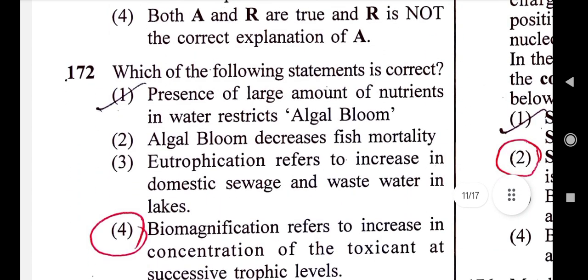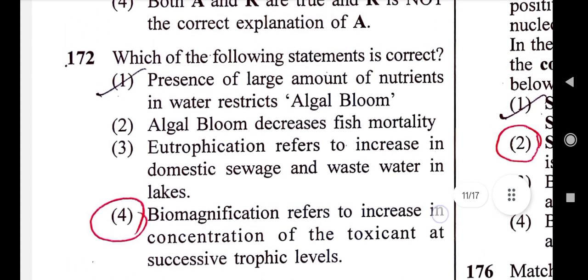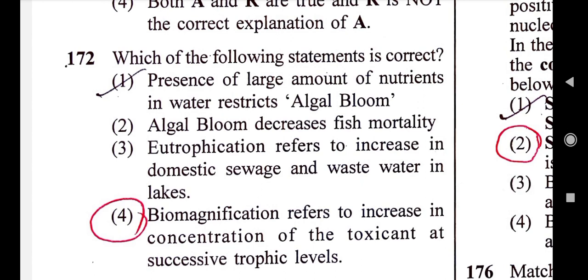Let's see question number 172. Which of the following statements is correct? Option 4 is the correct option. Biomagnification refers to increase in concentration of the toxicant at successive trophic levels. Option 1, presence of large amount of nutrients in water restricts algal bloom, which is wrong. Option 2, algal bloom decreases fish mortality, is also wrong. Option 3, eutrophication refers to increase in domestic sewage and wastewater influx, this is also wrong. Option 4 is the correct option.